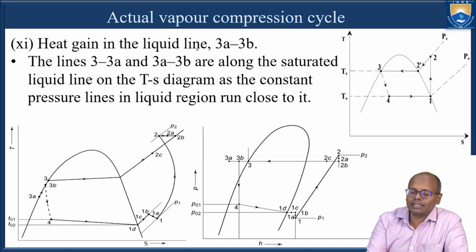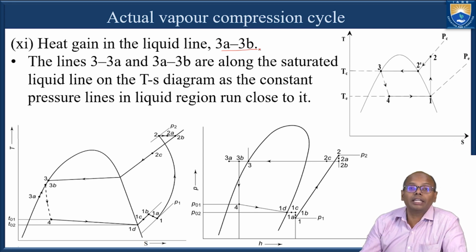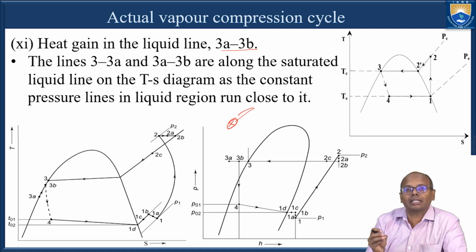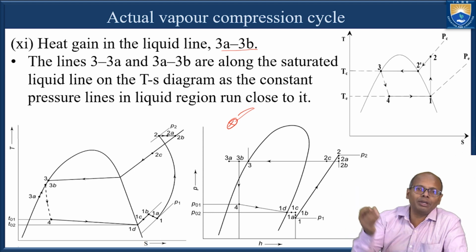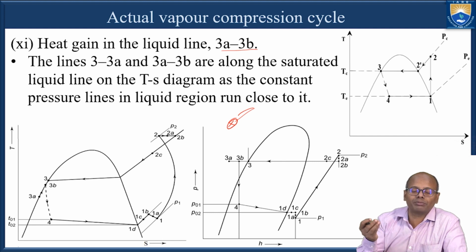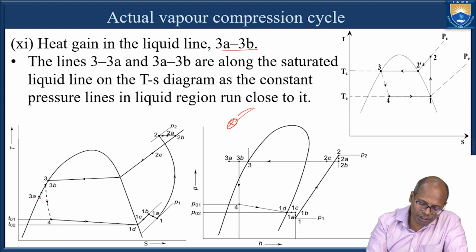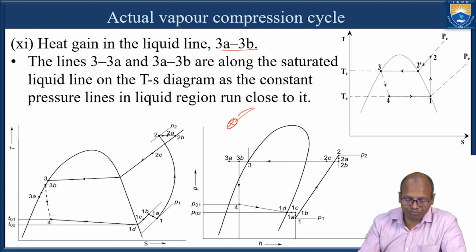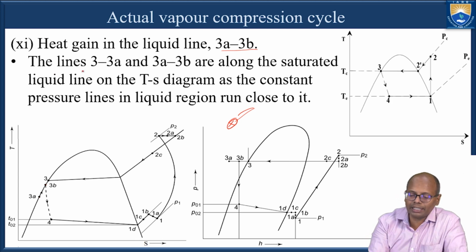Now heat gain in the liquid line. Okay, heat gain in the liquid line. So what is this liquid line? There is a line between the condenser and the expansion valve, where the temperatures are a little higher than the coming liquid which is coming from the condenser. So because of that, some heat will be added, and again from 3A to 3B there is some heat addition inside the liquid line.